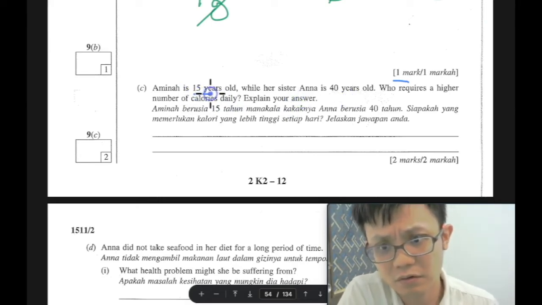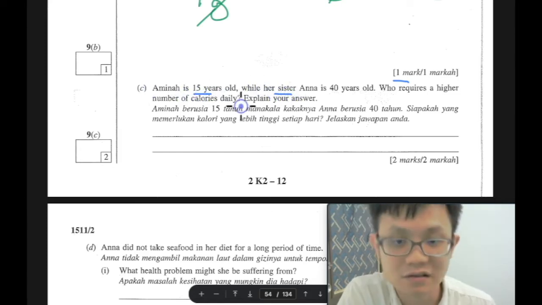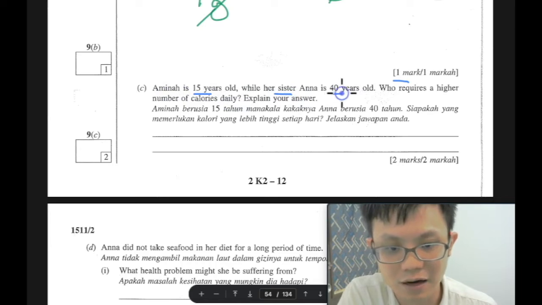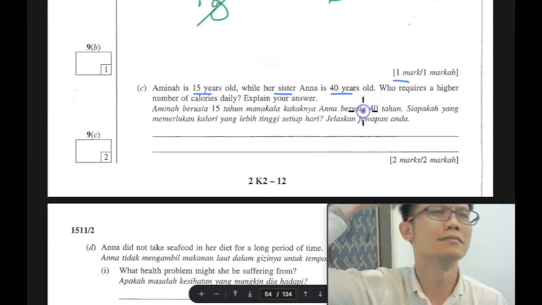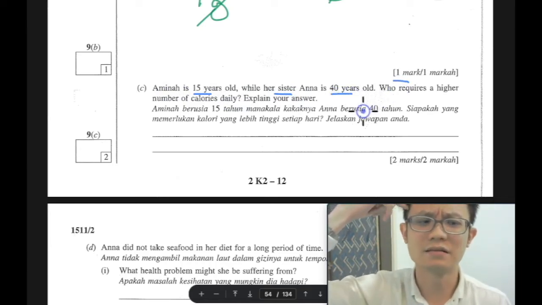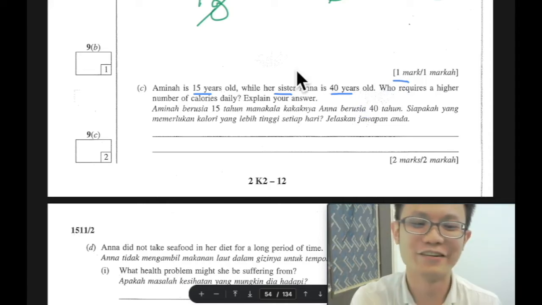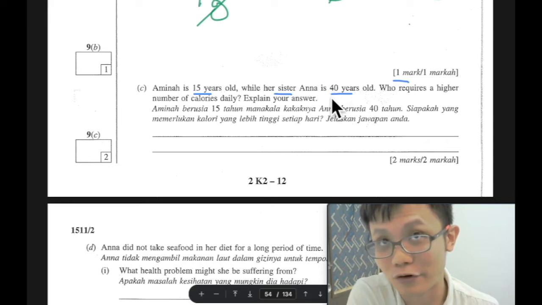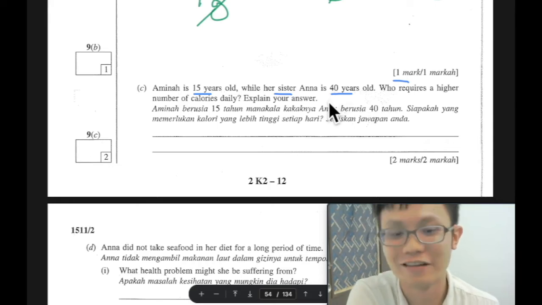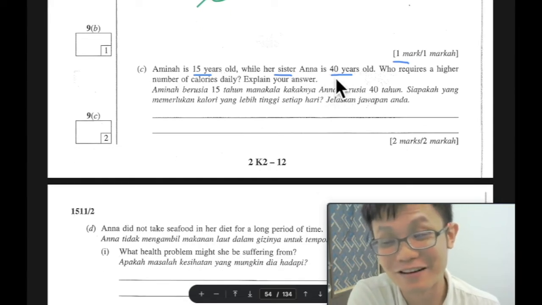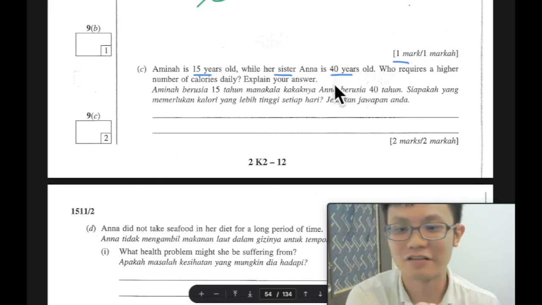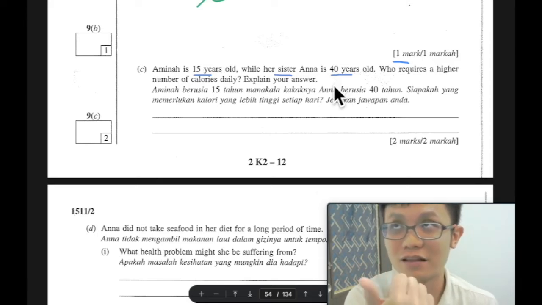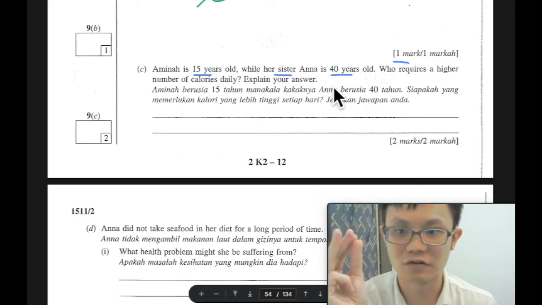Okay, moving on. Amina is 15 years old while her sister Anna is 40 years old. 15 years old? The mother, is it? Wow, it is so weird. Can it make sense? I don't know, but almost impossible. Assuming that at 12 years old she produced a child, 12, 20, 30, 40, 50. 50 is a 40 years gap.